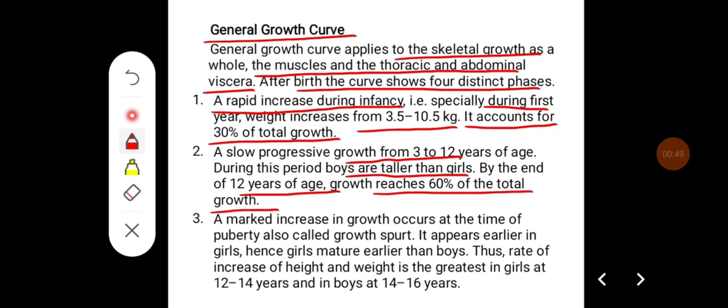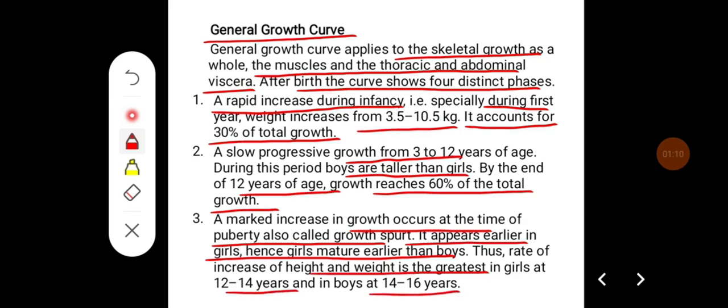The third phase is a marked increase in growth that occurs at the time of puberty, also called the pubertal growth spurt. It appears earlier in girls, and hence girls mature earlier than boys. Thus, the rate of increase in height and weight is greatest in girls at 12 to 14 years and in boys at 14 to 16 years.